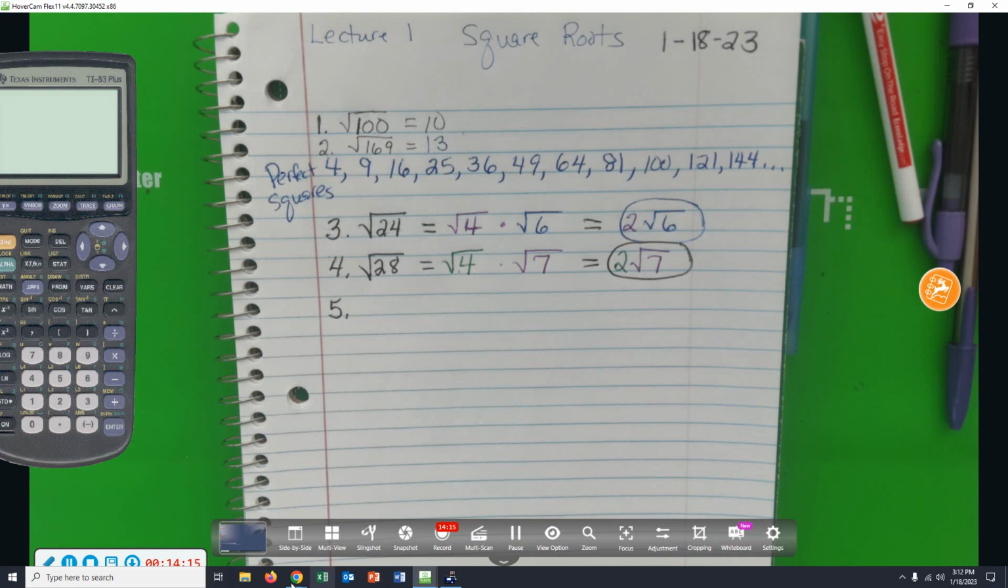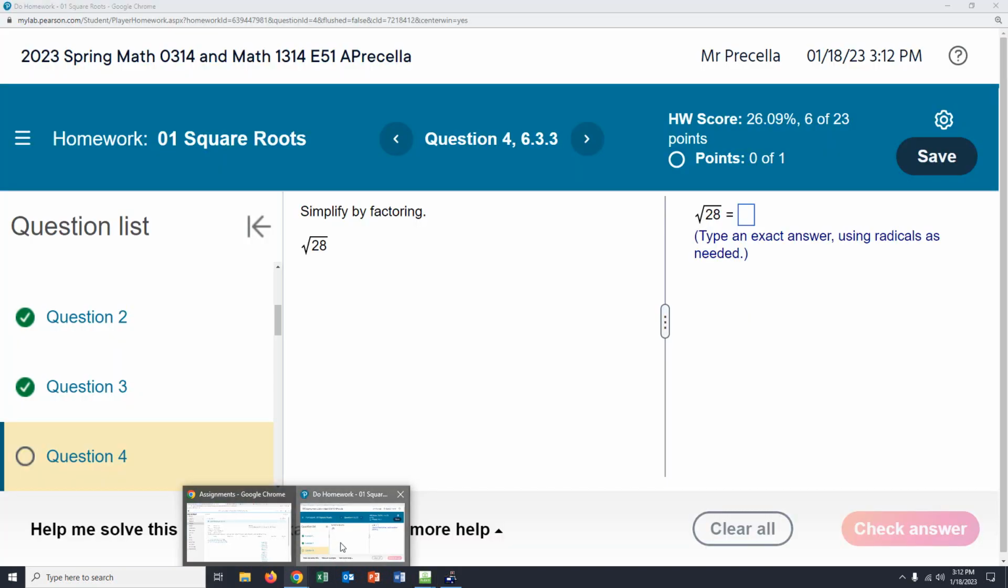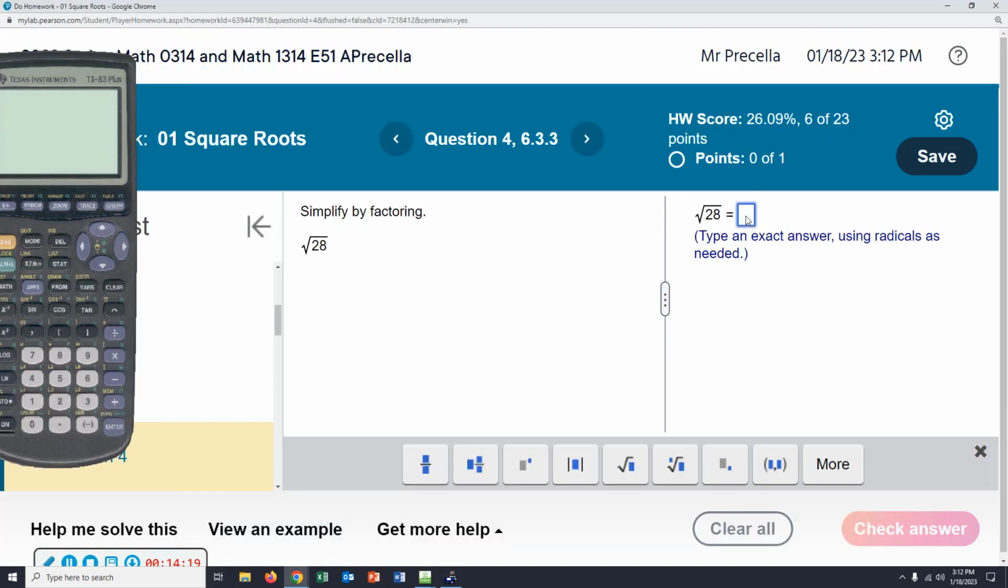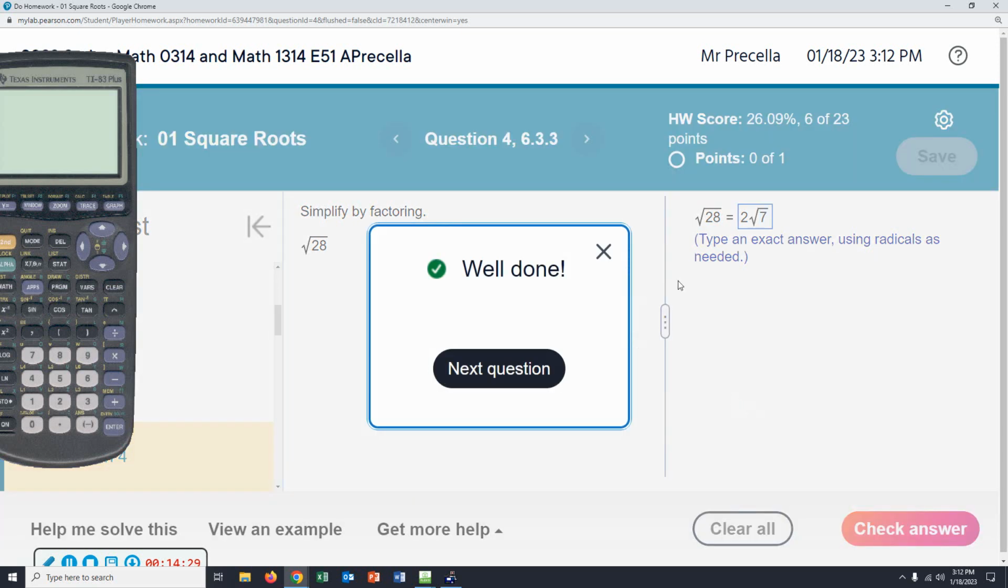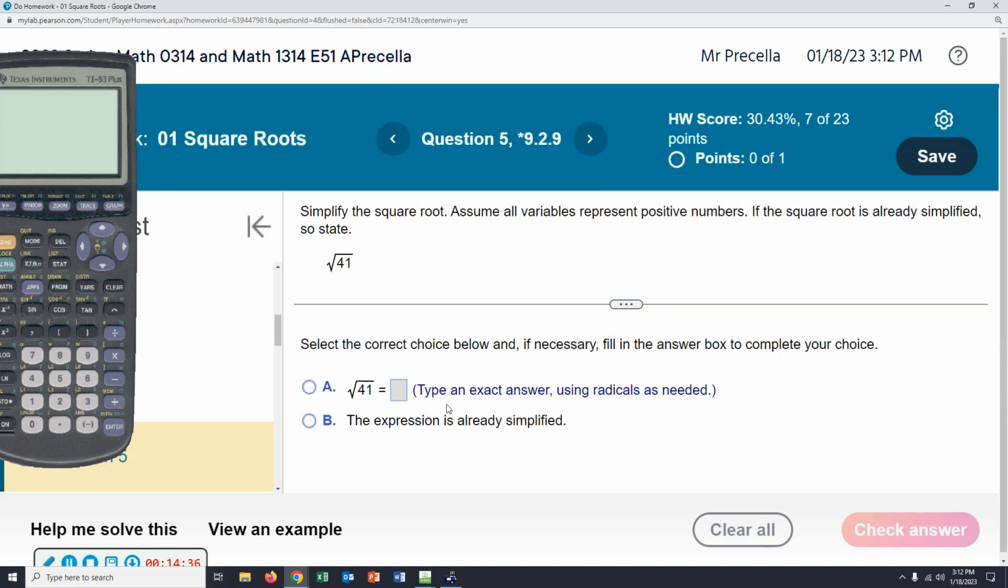So we go and type in. I'll click here, and once again I have a 2. The square root hot button, and under the radical I type a 7. Okay. Any questions there? Maybe the next one will have a bigger number.